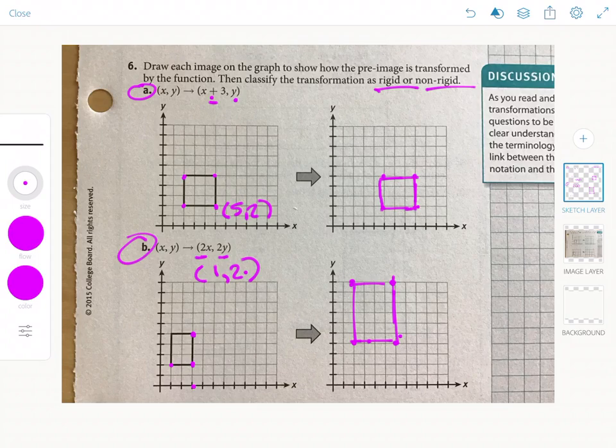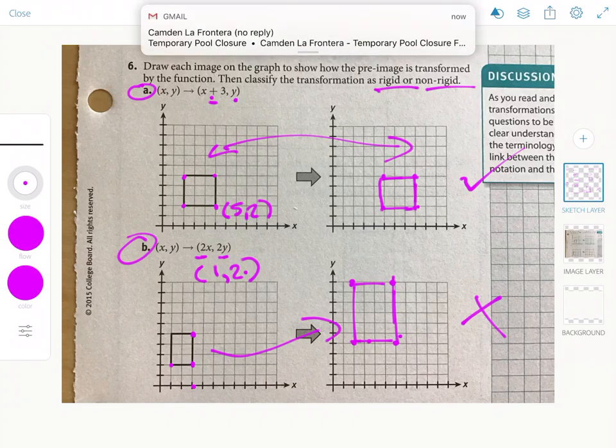And maybe the telltale sign of rigid or not rigid is, did the shape stay the same? Do we have the same size and same shape? Is congruence maintained from one to the next? In this case of the rigid motion, congruence is maintained. And in this case down here of the non-rigid motion, congruence is not maintained. So rigid motions are just moving the shape around. They maintain congruence. Non-rigid motions are more like dilations, and they do not maintain congruence.